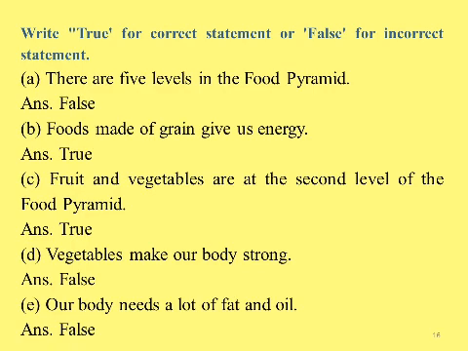Number A. There are 5 levels in the food pyramid. False. Number B. Foods made of grain give us energy. True. Number C. Fruit and vegetables are at the second level of the food pyramid. True. Number D. Vegetables make our body strong. False. Number E. Our body needs a lot of fat and oil. False.